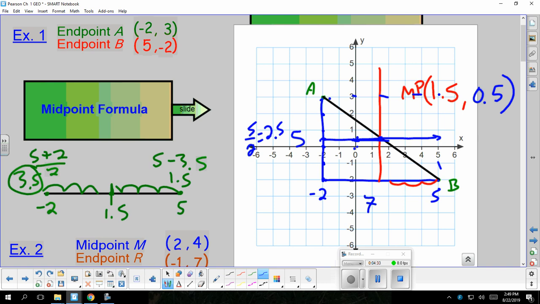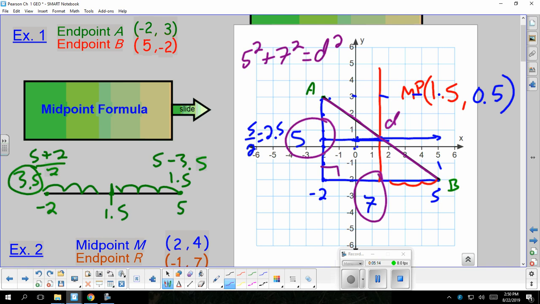Next, I want to figure out the length of this segment. How long is this segment right here, this magenta one? What type of triangle have I drawn here? Right triangle. Do I have any skills to find the length of the hypotenuse of a right triangle when I have the lengths of 2 of the legs? My Pythagorean theorem. So our distance formula essentially breaks down to our Pythagorean theorem. 5 squared plus 7 squared equals whatever that distance is squared. We called it c squared in our Pythagorean theorem, right?